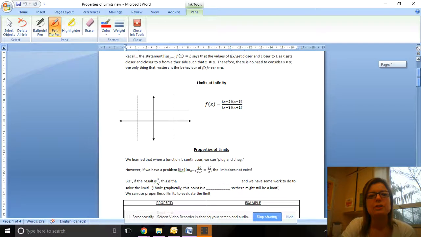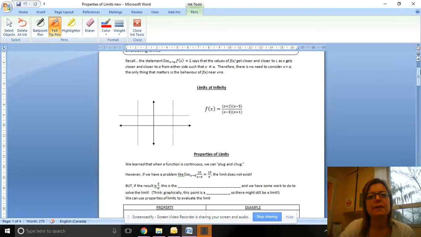So let's recall that the statement, the limit as x approaches a of f(x) equals L, says that the values of f(x) get closer and closer to L as x gets closer and closer to a from either side, such that x does not actually equal a. So we're getting closer and closer to a, but not actually getting there. Therefore, there is no need to consider x equals a. The only thing that matters is the behavior of f at x near x equals a.